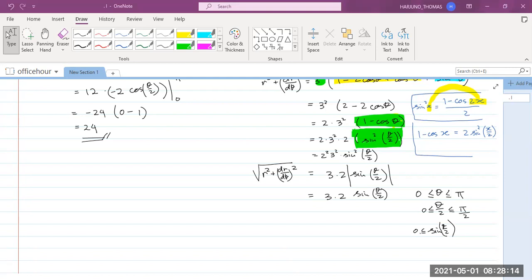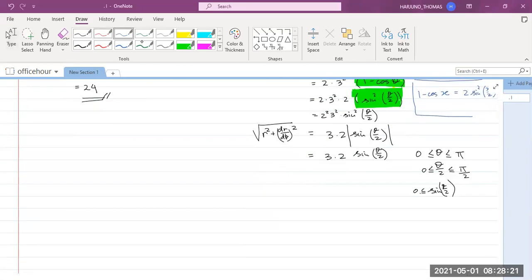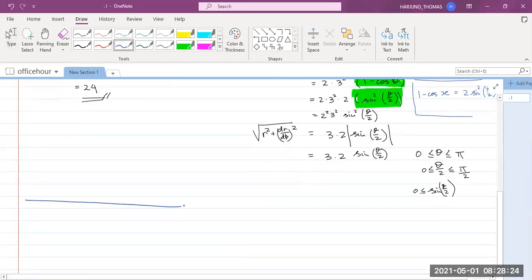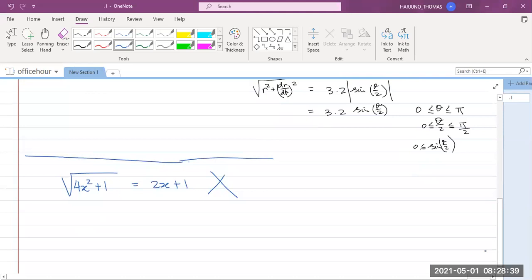Some warning for the rest of the class. I have seen somebody do this as square root of 4x squared plus 1 equals 2x plus 1. That is not true. That is so not true. And whoever did this, honestly, I was not mad when I saw that. I was laughing out loud. You must be so anxious that you don't realize this is wrong.